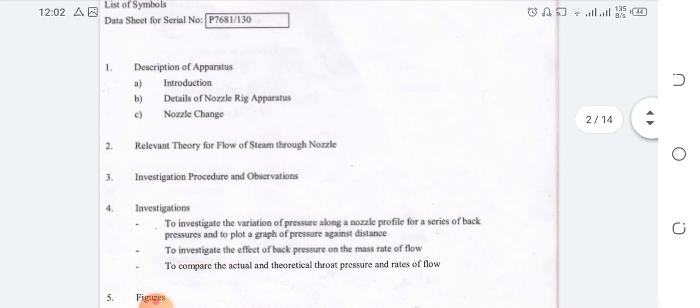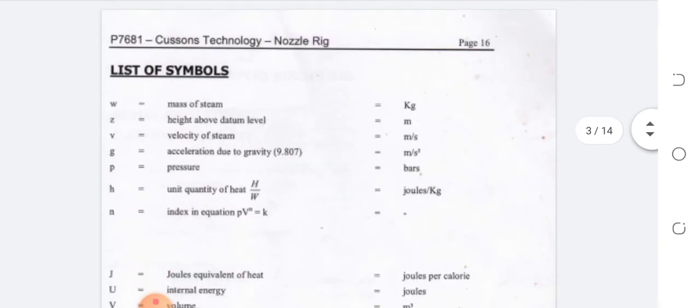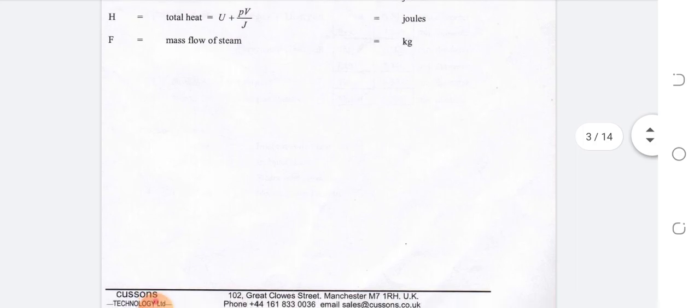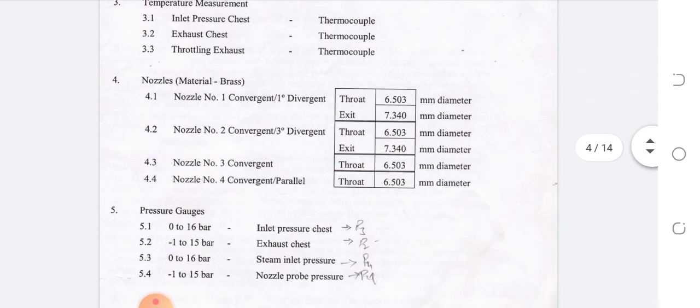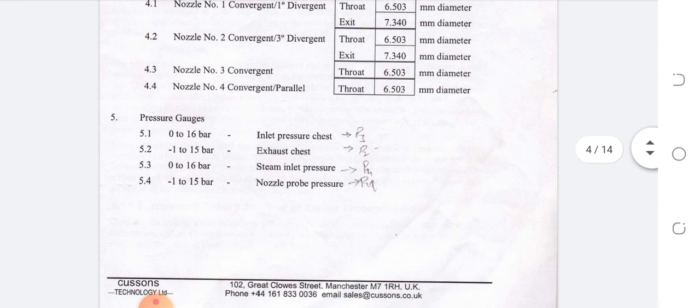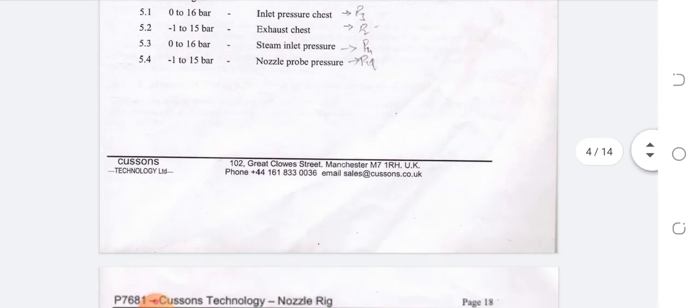Now come towards our current experiment. This is the list of symbols that has been used in this derivation. Okay, we have 4 types of nozzles: converging divergent nozzle, convergent 3-degree divergent, which is less divergent than the first one, then convergent and convergent parallel. Convergent only doesn't have a divergent section, so it will not go beyond supersonic velocity. Maximum it goes to the sonic velocity, and similarly with the convergent parallel.